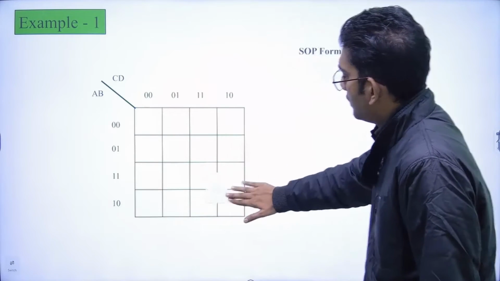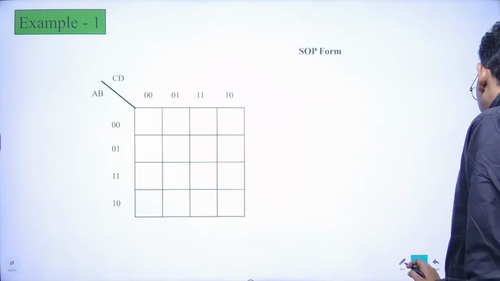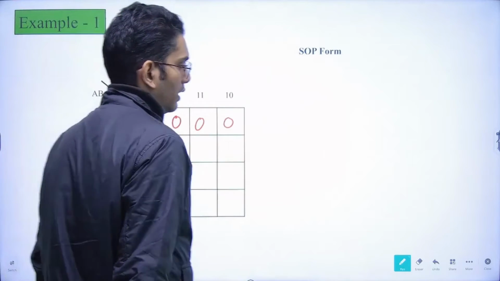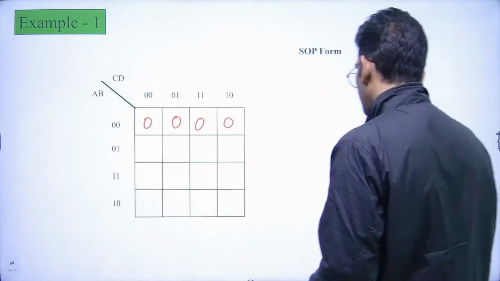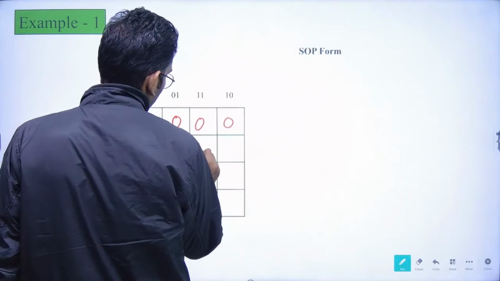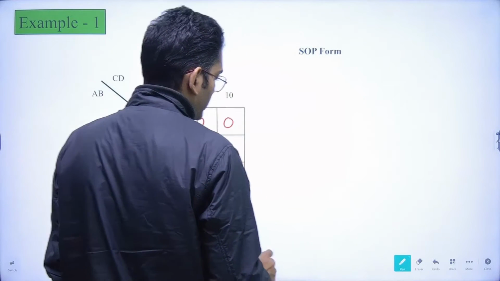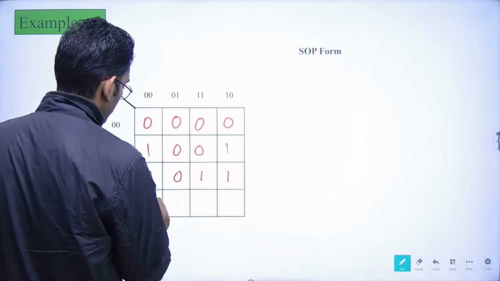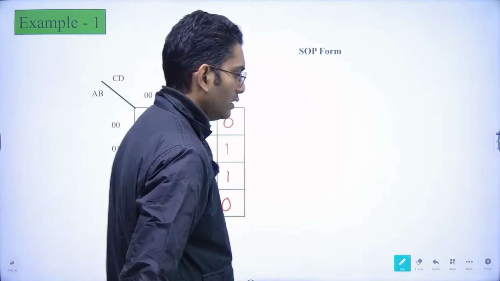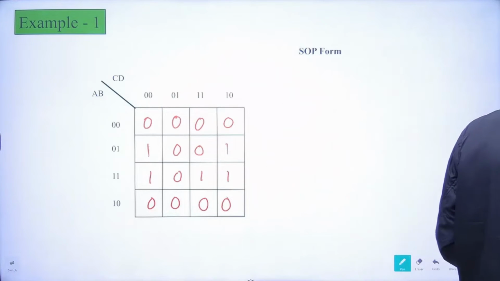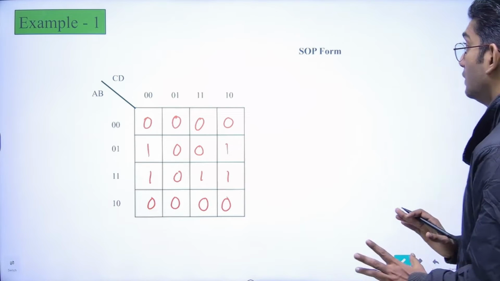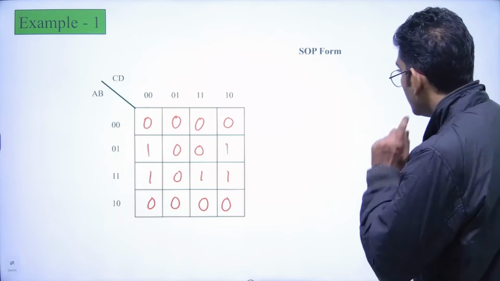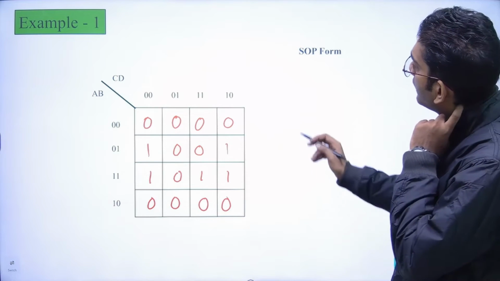Now suppose we take an example. There are some values written: 0, 0, 0, 0, and in the next row, 1, 0, 0, 1. In the next, it is 1, 0, 1, 1, and in the last, it is 0, 0, 0, 0. So how do we simplify this expression? We have to write the SOP format.